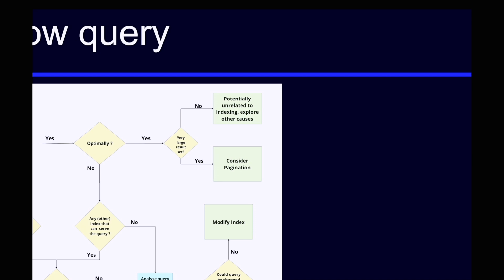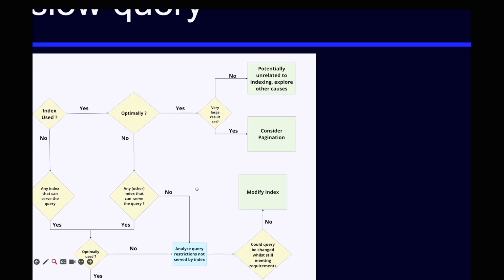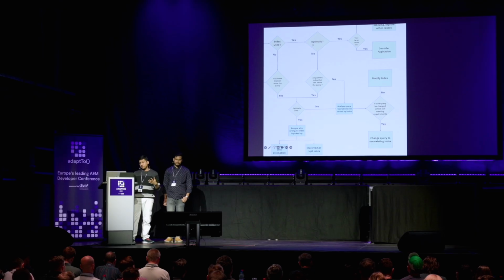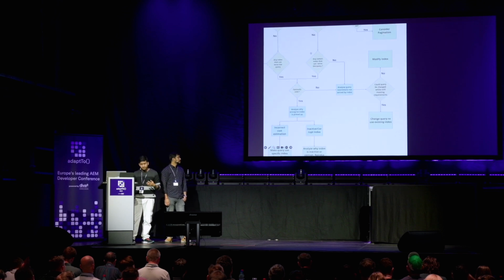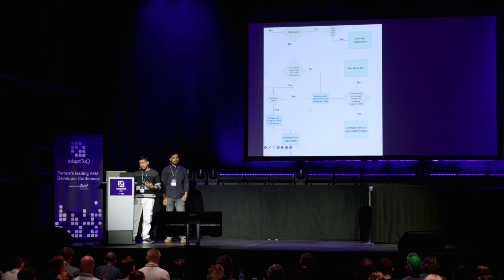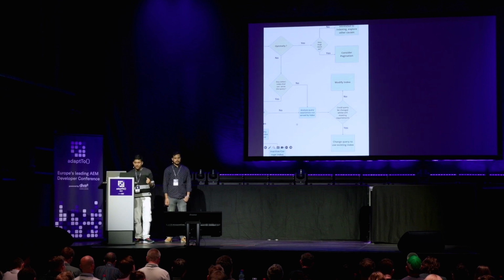There could be a lot of ACL evaluations happening, or there could be some problems in the underlying persistence layer, and the overall reads could be slow. The last scenario that we need to check is if the index that is getting picked up is not an optimal one. Then again, we need to check if there is any other alternative available, and if yes, why it is not getting picked up, the same flow as over here. But if there is no alternative available, then we need to analyze the query restrictions that are not being served by this index.